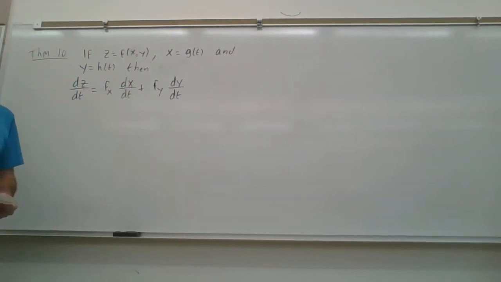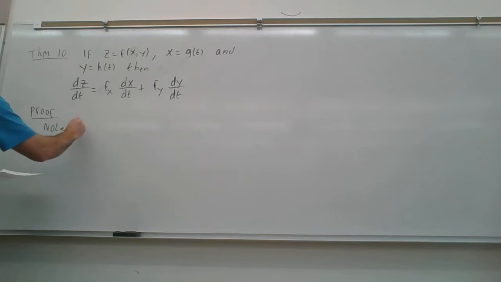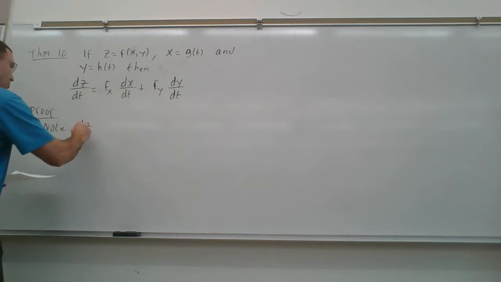Okay, so now we're going to look at the proof of Theorem 10, the chain rule. The proof is going to involve Lemma 1 that we just proved. So, proof. Note, we're looking at dz/dt, the derivative of z with respect to t.